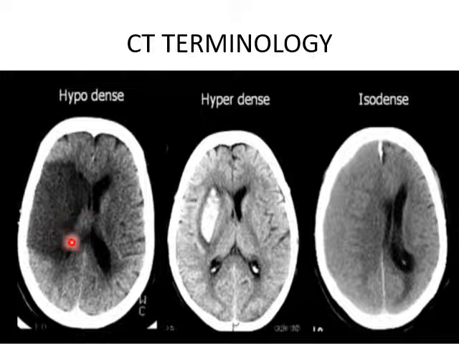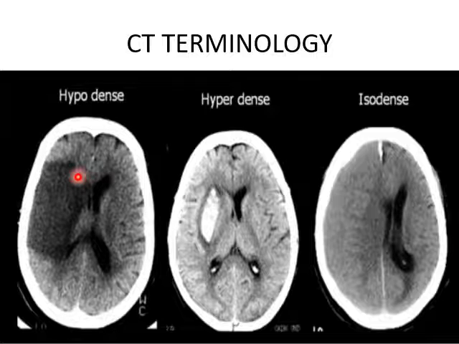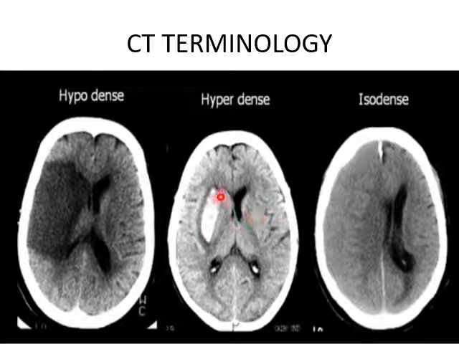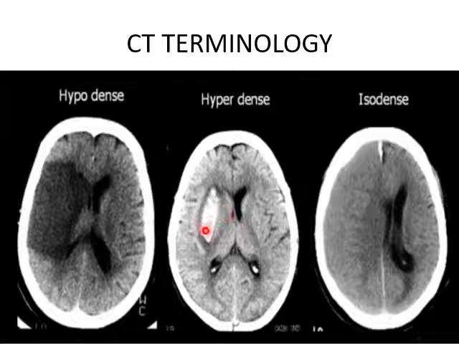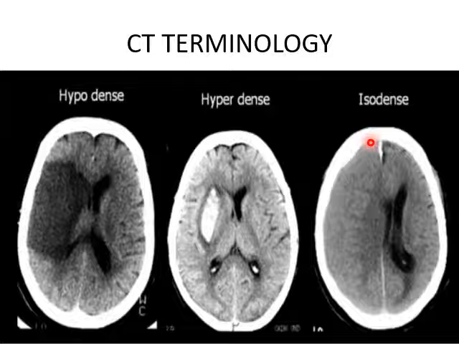Hypodense, so the density of the lesion is less than the normal. This is the normal brain tissue, and this is a hypodense area. It is blacker than usual, or more dark than the normal brain tissue. And this is a hyperdense lesion. Hyperdense, the lesion is brighter than the normal brain tissue. And this is the isodense lesion. It is nearly similar to the brain tissue.